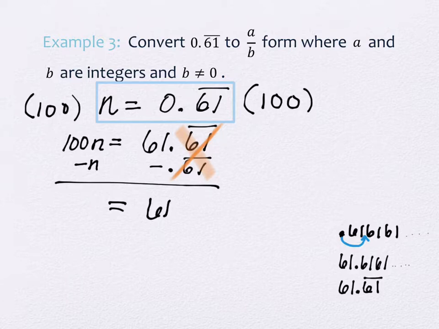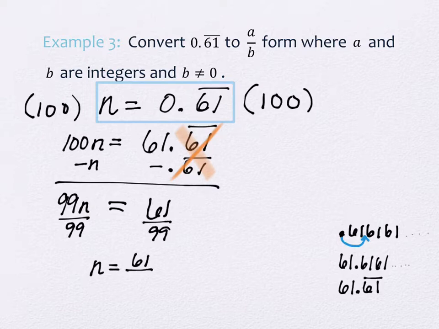And then what's 100n minus n? 99n. And so if I want to get n alone, what would I do as my last step? Yeah, divide by 99. So I end up getting a ratio of integers, 61 over 99. Which is what I told you was going to happen at the beginning.